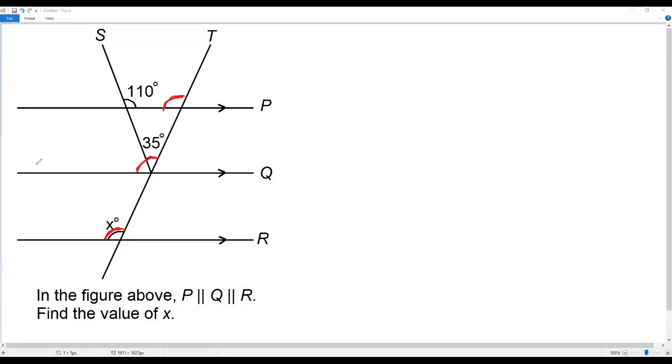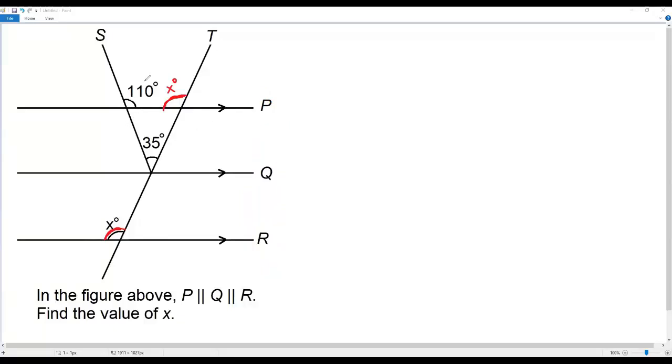Okay, so now let's consider only the two corresponding angles over here and here. Already we know the measure of the angle over here is x degrees. Then what must be the angle measure over here? This one also must be x degrees, because these two angles are corresponding angles. So we get these two corresponding angles when the three parallel lines P, Q, R are intersected by the transversal T.